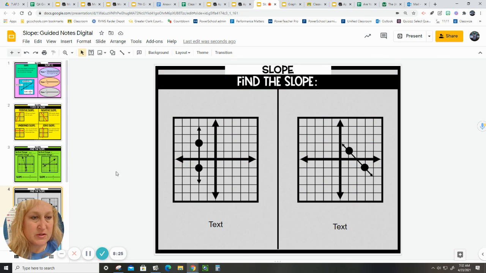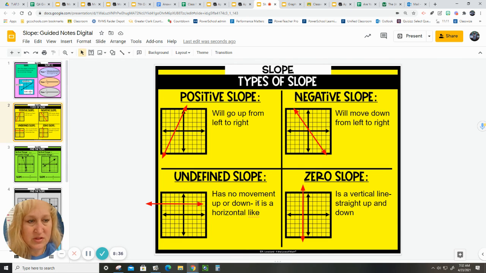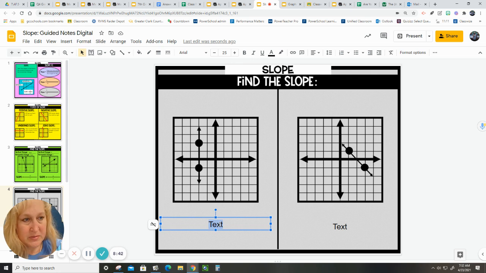We're moving on to the next one. Find the slope. Well, this one goes straight up and down. So if I go to my original definition, straight up and down has a 0 slope. So I'm going to come back down here and I'm going to type 0.